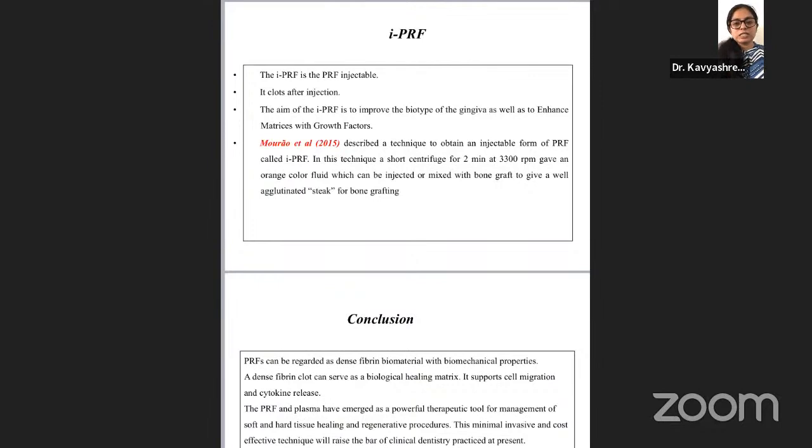Means everything is the same, but usually PRF will be of gel form, and here it will be injectable, that is, in a syringe. The liquid form of PRF will be injected.